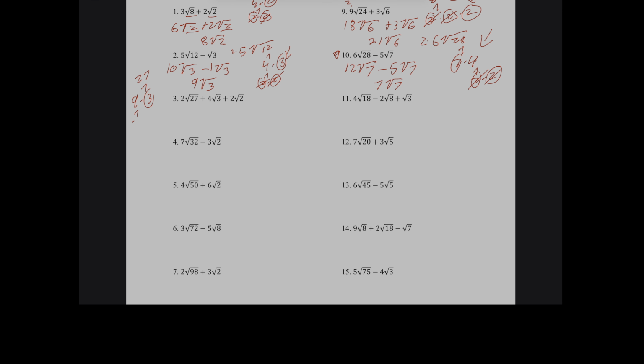That's 9 times 3. 9 is 3 times 3. I'm going to pull out a 3. So that 3 I'm pulling out is going to go with that 2. So it's going to be 6 radical, here's what's left over, 3, plus 4 radical 3, plus 2 radical 2. These are my like terms. So I'm going to get 10 radical 3 plus 2 radical 2.